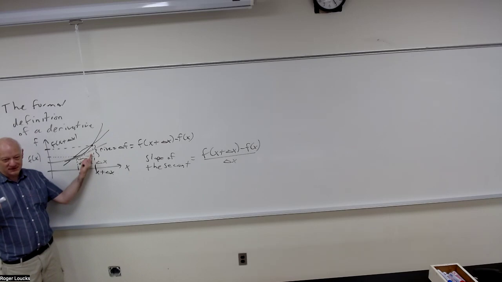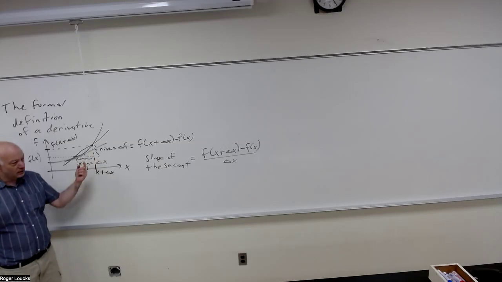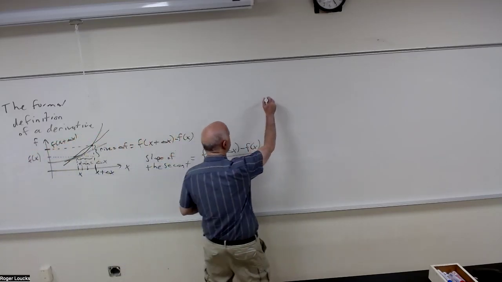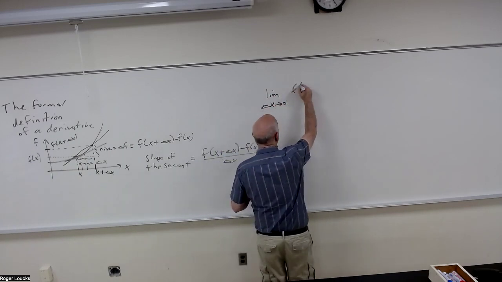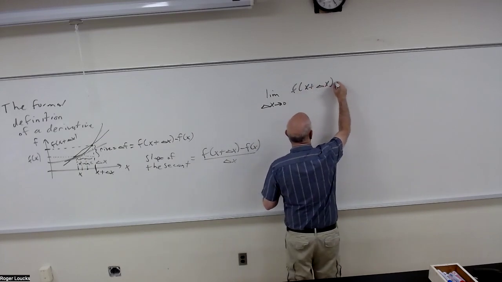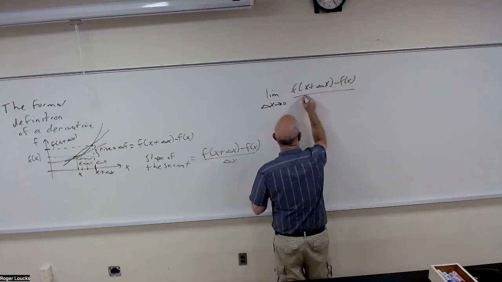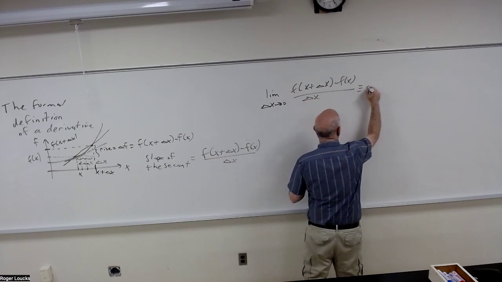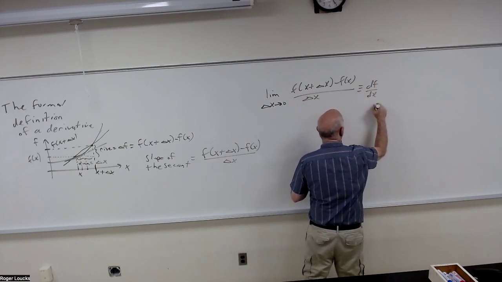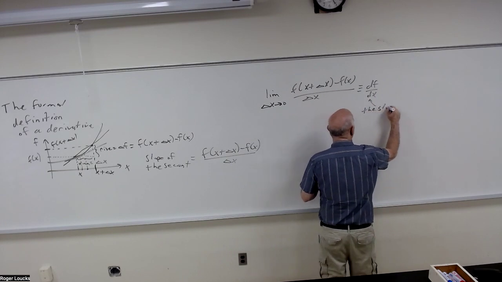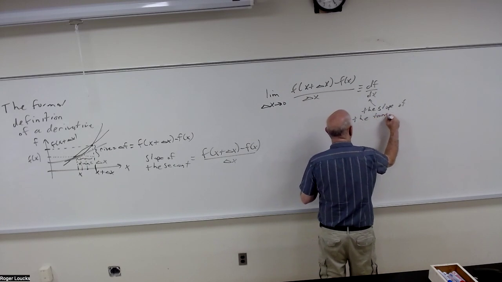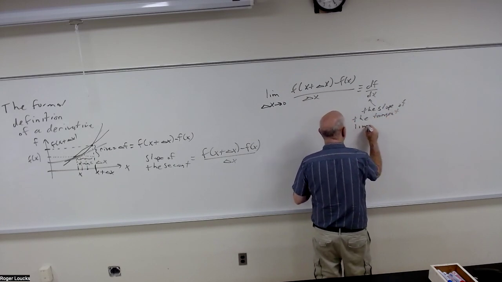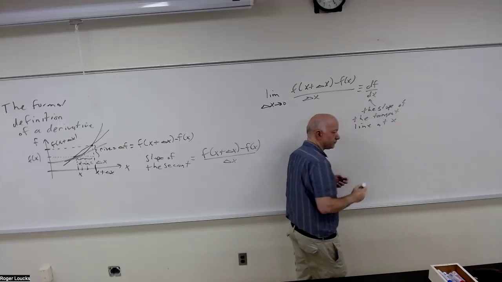Okay, not quite yet. Slope of the tangent. So if you take the limit as this delta x goes to 0, this right here, that's the formal definition of the derivative. And this is really the slope of the tangent line at x. Does that make sense?